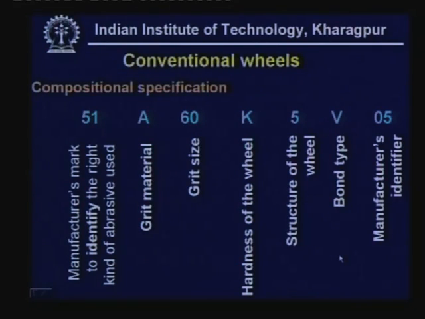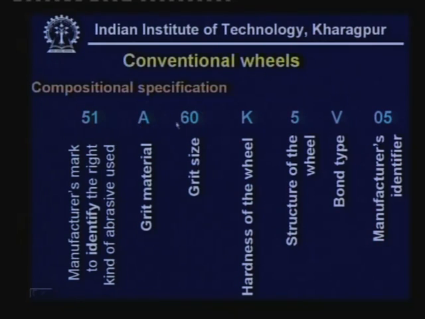Now it is the compositional specification which is very important for efficient grinding action. This is about the conventional wheel. Here we need some alphanumeric specification, and it is followed in a certain sequence and order, and it is accepted worldwide, and we have to follow this sequence. Now at the very beginning we have a numeral, a number which is actually the manufacturer's code, which signifies the type of abrasive used in grinding. The second one, that is an alphabet which shows the type of grit material. Here A means aluminum oxide.